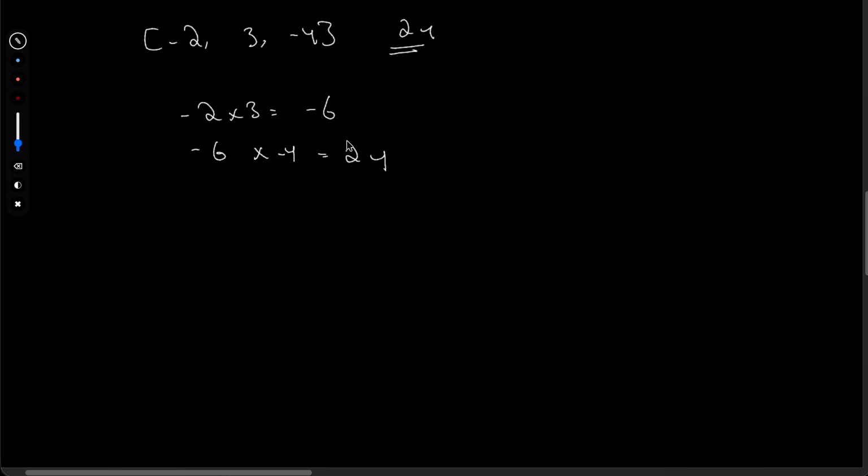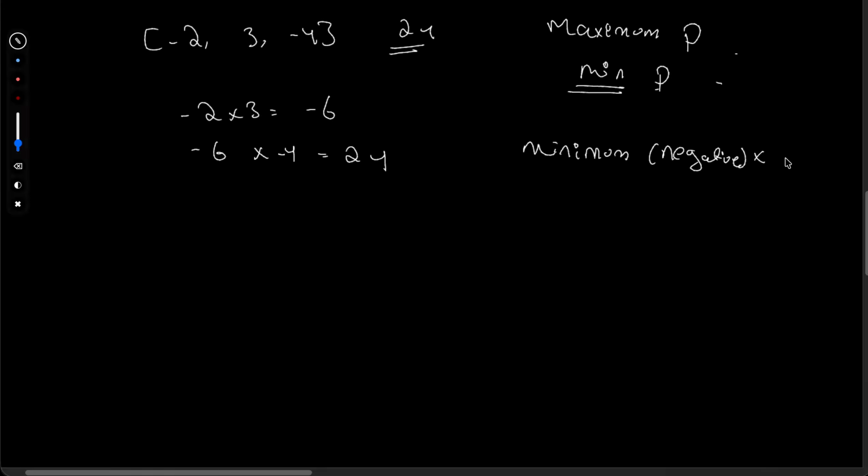So what's the idea? At every index we keep the maximum product ending here and the minimum product ending here. Why are we going to use the minimum? Because a negative into a negative can become a positive, a maximum.